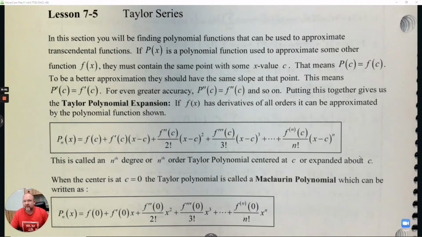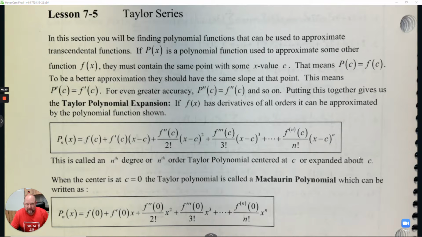All right, lesson 7.5, Taylor series. What is it? It's a BC topic. In this section, you'll be finding polynomial functions that can be used to approximate transcendental functions. Those are the fancier functions that aren't polynomials. Could be exponentials, trig, all sorts of stuff.